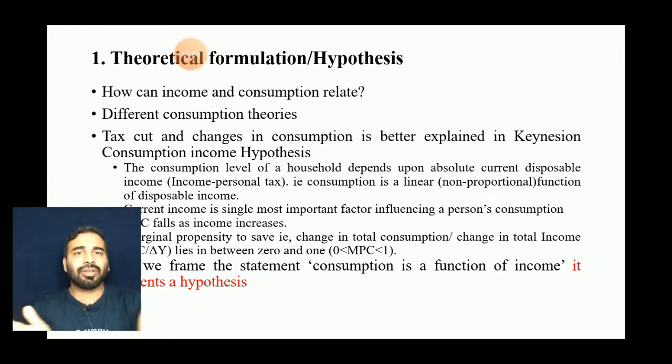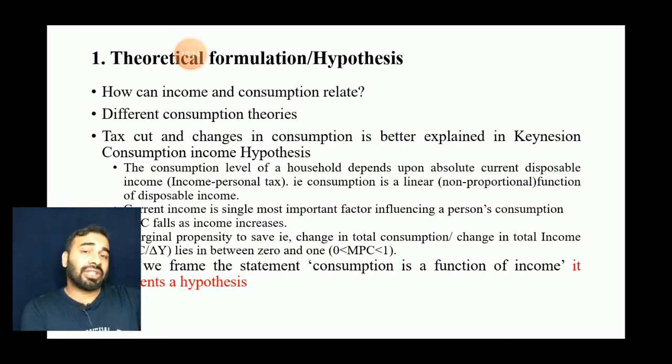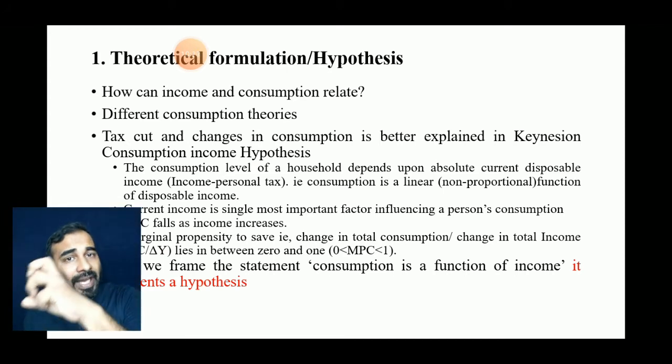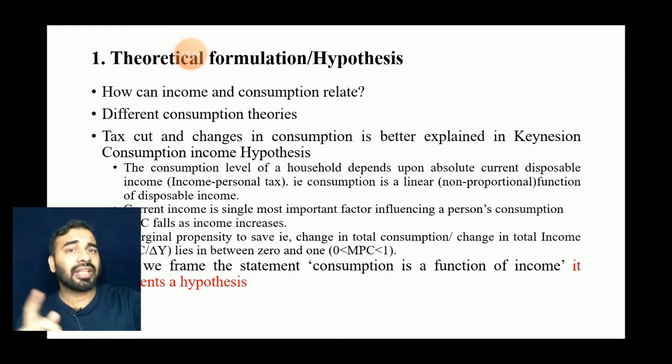We are analyzing how the proposed tax rate decrease will affect the consumption pattern. We are going to analyze this problem using the Keynesian consumption function. So we are saying that consumption depends on income. Our consumption depends on current disposable income. This is our theoretical model, or this is our hypothesis. This we are going to check. So this is the first stage, the stage of theoretical formulation.